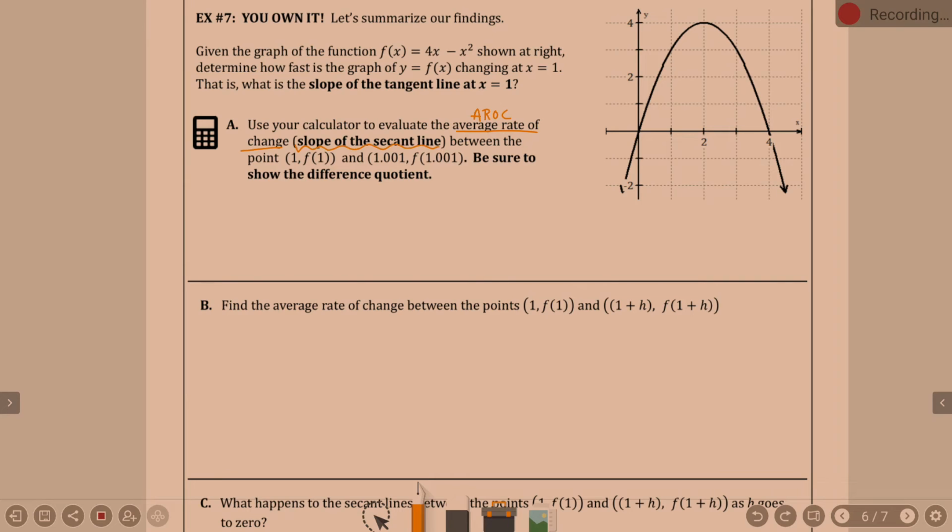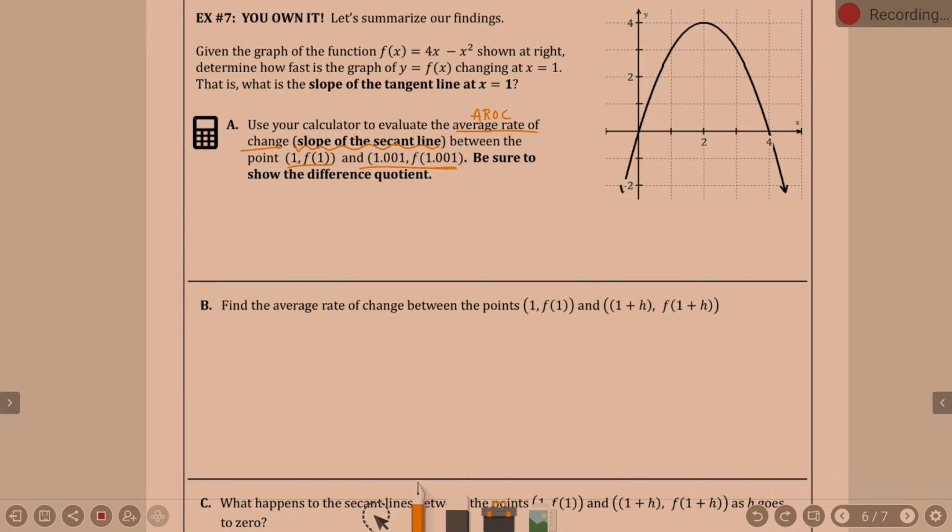Slope of the secant line, guys. How do we find slope? y2 minus y1 over x2 minus x1, right? Yes. Okay. Now, with that in mind, use these values here.